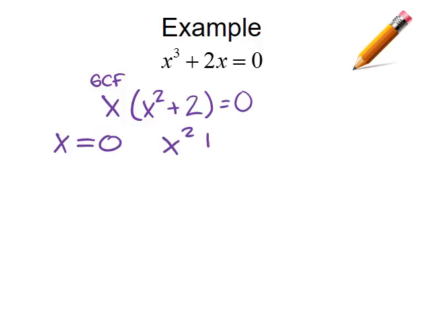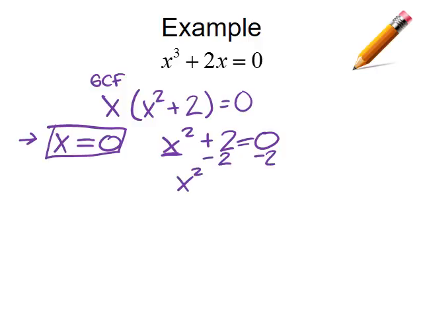So I'm going to set each factor equal to 0. Now this factor matters. That is an answer. X can equal 0. Over here, I have to isolate the x. So I'm going to subtract 2 from both sides. I'm going to square root both sides. When you square root, you have to remember your plus minus.